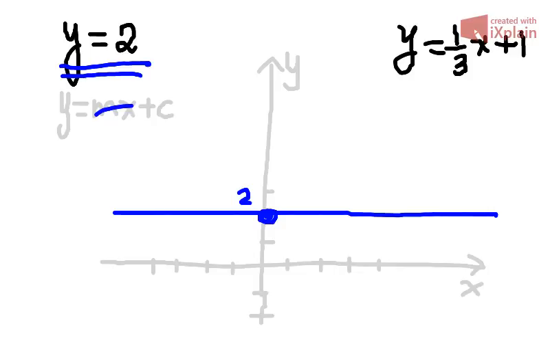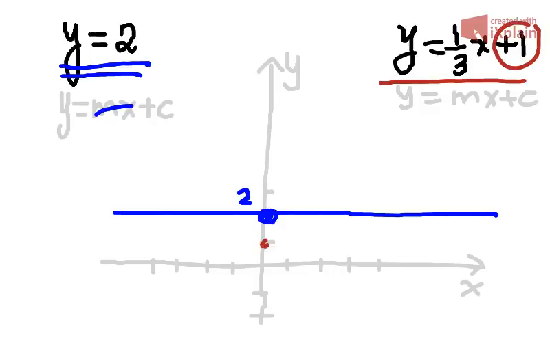Now let's look at the other equation. So we could again look at this comparing to y equals mx plus c. So the y-intercept is 1. So let's plug a 1 here. And we do have a rise over run here. The gradient is 1/3, so we rise 1.